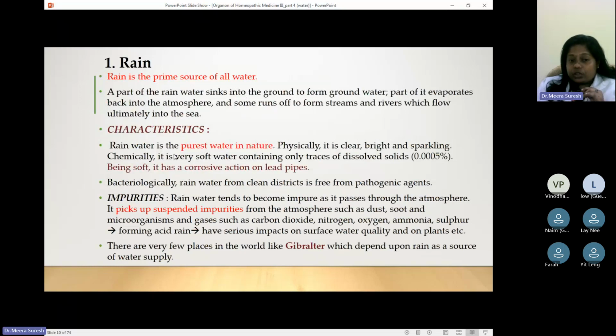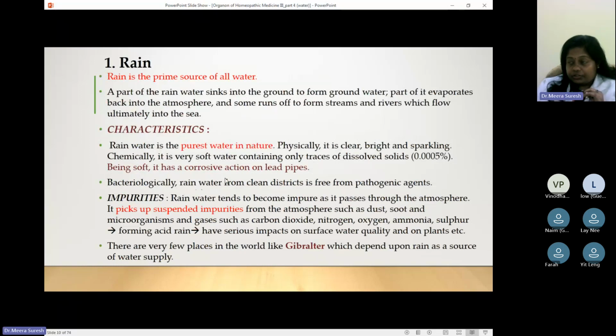The characteristic of rainwater is that it is the purest water in nature, provided it is coming from an environment that is also clean. Physically, it is clear, bright, and sparkling, and it is very soft water containing only traces of dissolved solids, like 0.0005 percent. It is very, very soft water, and because it is very soft, it can have a corrosive action on lead pipes.